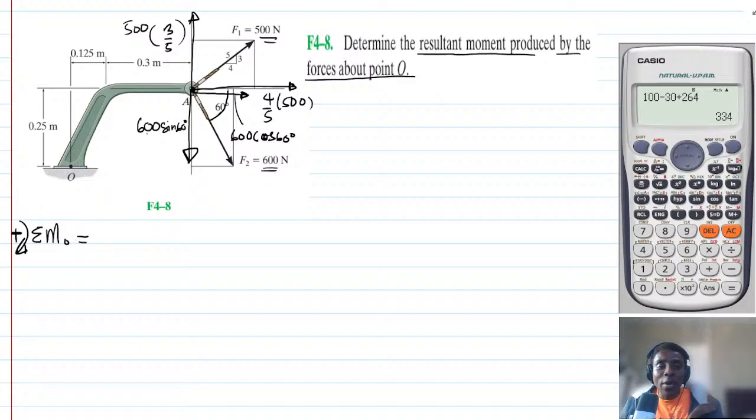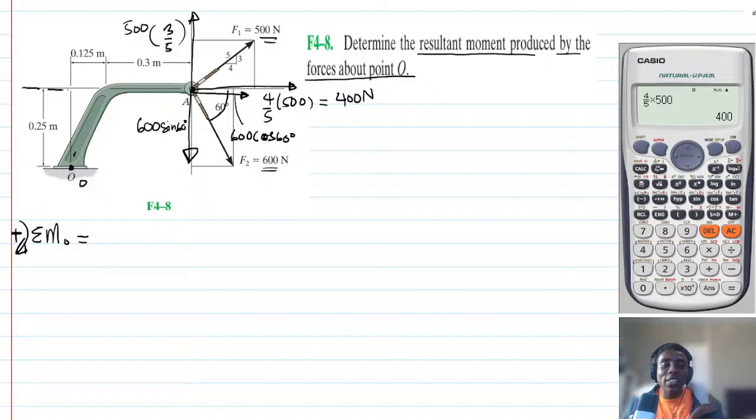So to find the moment, let's take it one by one. Now, let's look at the X component of the 500 Newton force. The X will be 400, because 4 over 5 of 500 is basically 400. So the question is, what is the moment of 400 about O?